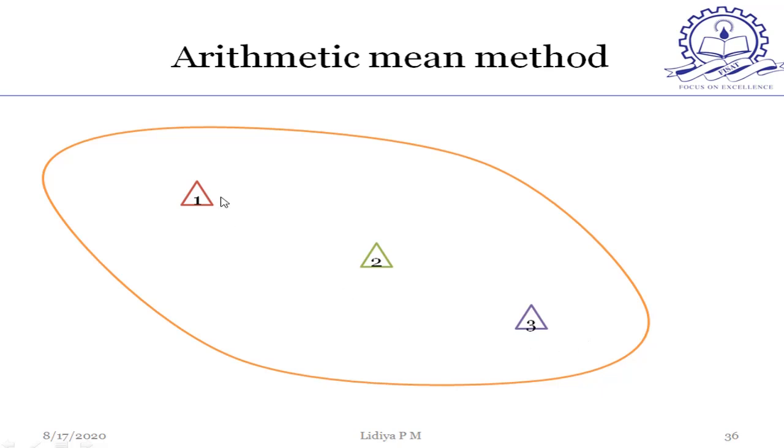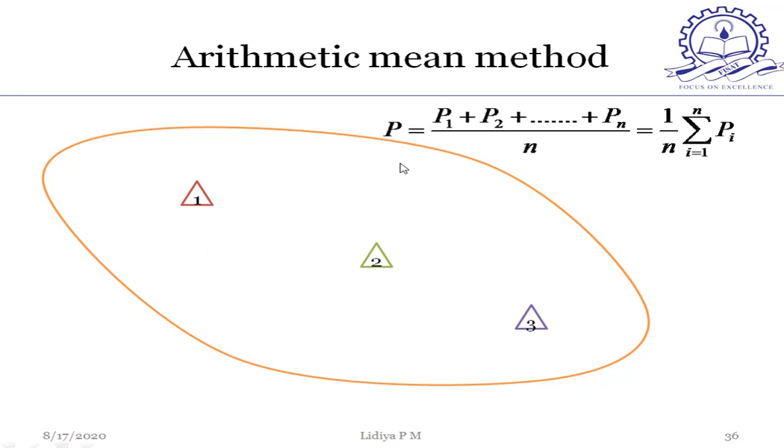Consider this is the area. There are 3 rain gauge stations. Say P1 represents the rainfall data at station 1, P2 at station 2 and P3 at station 3. Then in order to find the average rainfall, we can use this equation: the arithmetic mean P equals P1 plus P2 plus etc. Pn divided by n, where n represents the number of stations. Okay, this is about the arithmetic mean method.